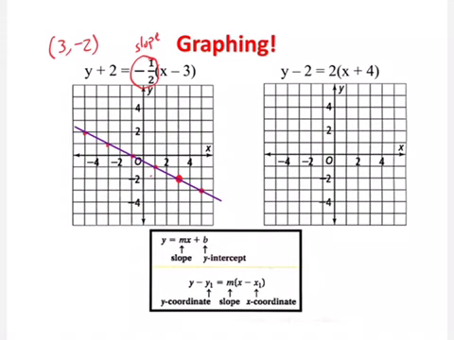So graphing the second example, I'm going to graph it the same way I did the first one. I know my slope is 2, and I'm starting with the point (negative 4, 2). So negative 4, 2 is here. My slope is 2, so it's up 2, right 1, up 2, right 1.